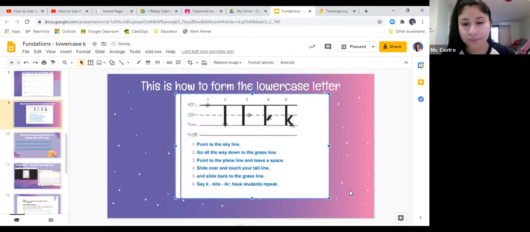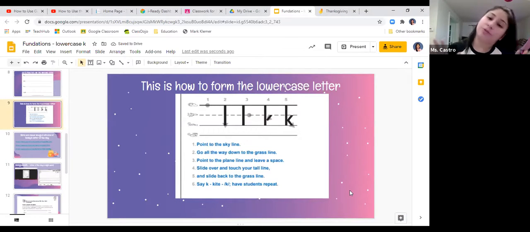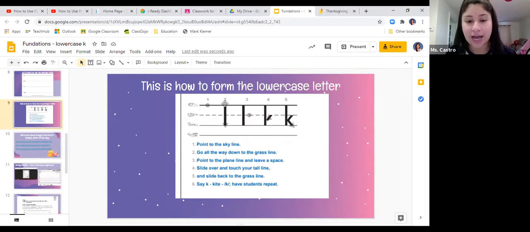Okay. Now, boys and girls, for the lowercase k, I know it could be a little tricky sometimes, so we're going to have to practice this a lot, okay? So we start first at the skyline. Go all the way down to the grass line. Then you're going to have to pick up your pencil. You're going to point to the plane line, but you're going to leave a little teeny tiny space on the plane line. Then you're going to slide into the line. And then you're going to slide out and down to the grass line. And that's how you form the lowercase k.